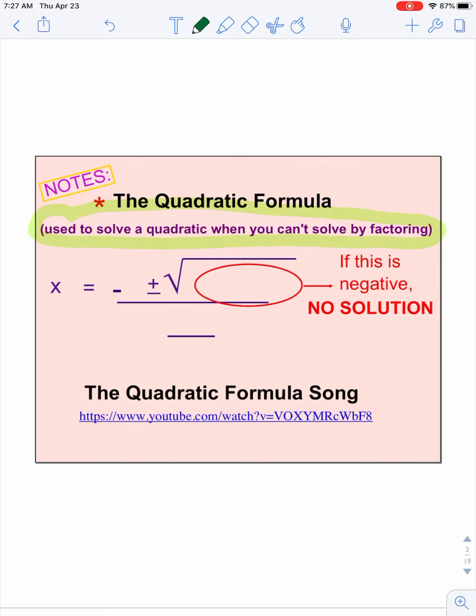So I'm going to fill in this formula and you're going to want to put this down in your notes. And actually down here, if we were in class, I would be playing this little video for you because it's just a kind of a hokey little song that helps you remember it.